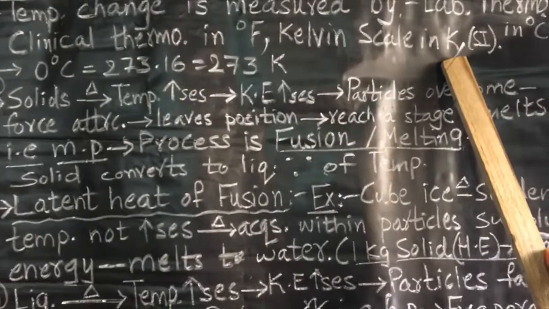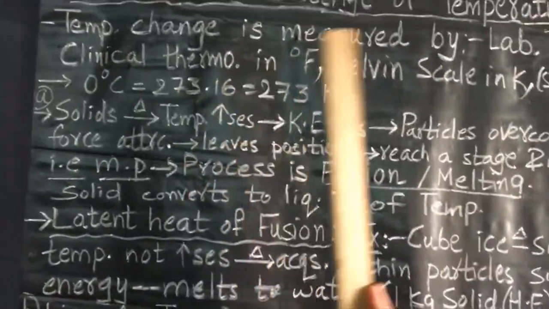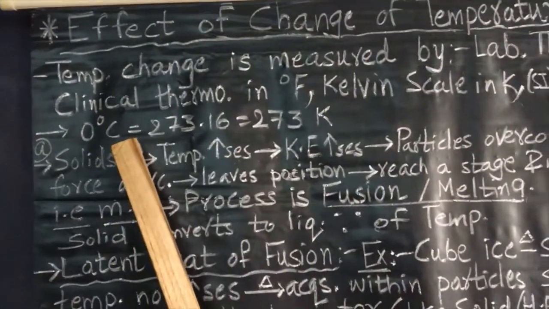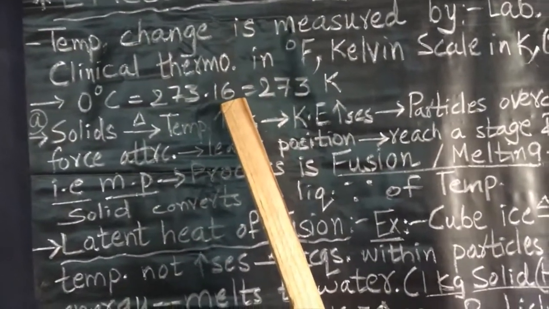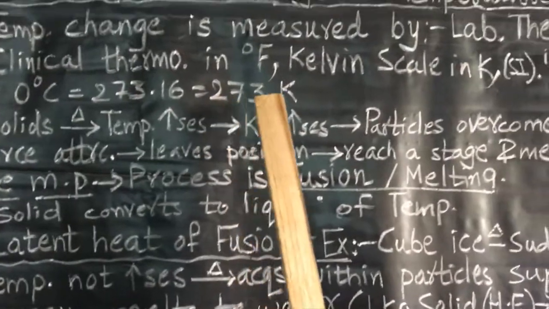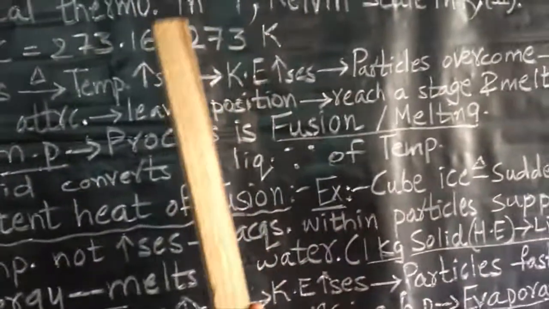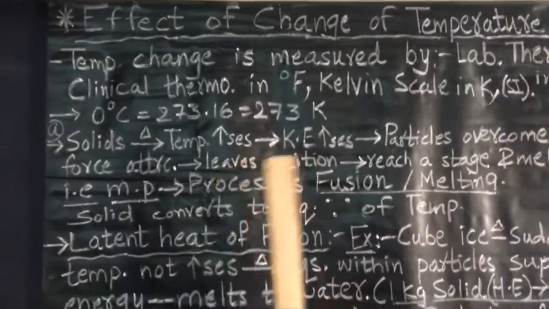What is the comparison between Celsius and Kelvin? Zero degrees Celsius is equal to 273.16 Kelvin, which is rounded and considered as 273 Kelvin. Right? Now, the effect of change of temperature will continue with the first state.